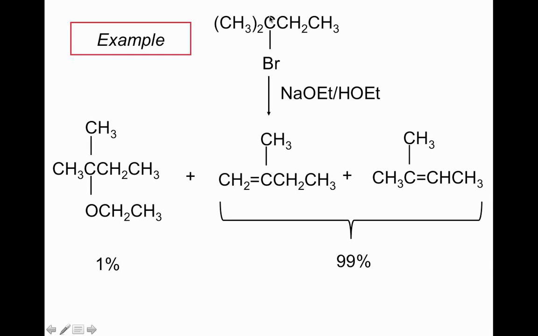Here I have a tertiary alkyl bromide combined with a strong base, sodium ethoxide, in a solvent, ethanol. The major products of this reaction, as predicted, are the alkene products, the elimination products. In fact, these two alkene regioisomers, or constitutional isomers, comprise 99% of the products produced from this reaction. We only get 1% of the products being the substitution reaction. Elimination is favored, again, when you have tertiary alkyl bromides with strong bases.